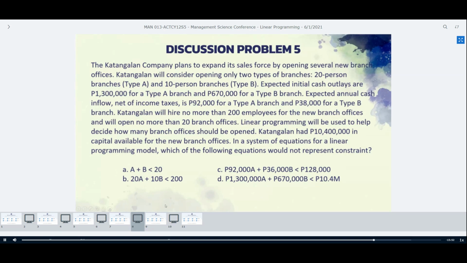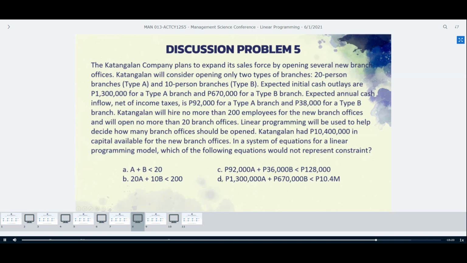Si letter B, ang pinag-uusapan naman natin dito is employees. Sabi, will hire no more than 200 employees. Pero ilan ba yung employees? Ni A tsaka ni B. Ayun, 20 person for type A. So 20A plus 10 person for type B plus 10B. But not more than 200. So in short class, tama pa rin to.